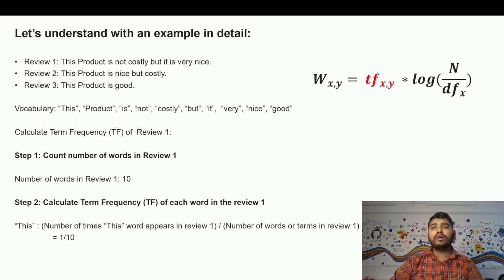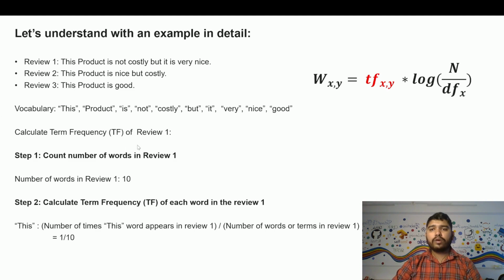Now let's understand the TF-IDF calculation step by step in detail. Here we have three reviews. Review 1: this product is not costly but it is very nice. Review 2: this product is nice but costly. Review 3: this product is good. First of all, we make a vocabulary of the words in these three sentences.